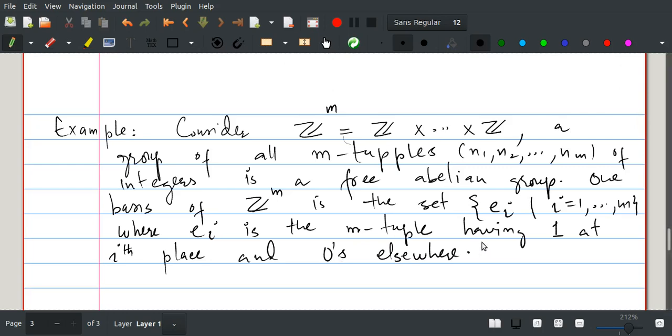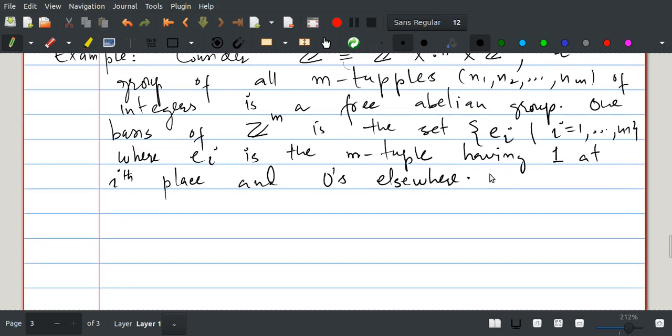So one can note that if this is an example of a free abelian group, Z to the power m, then a free abelian group is any group which is isomorphic to some copies of the set of integers. So this is the standard definition. A free abelian group is a group which is isomorphic to some copies of integers.